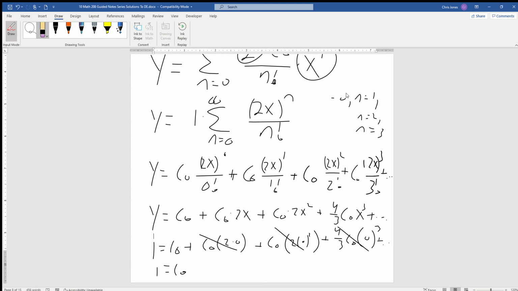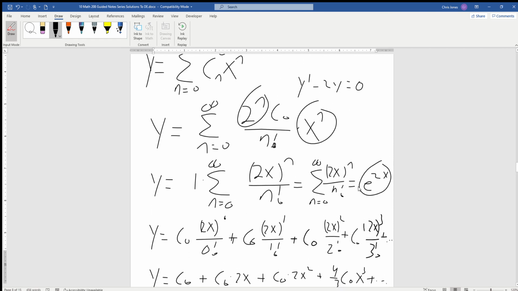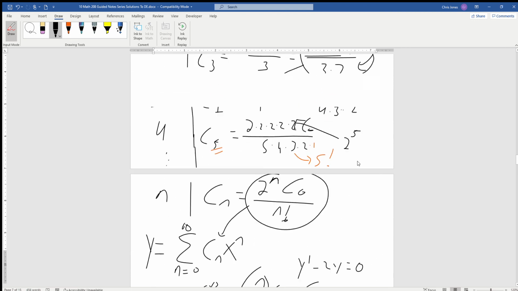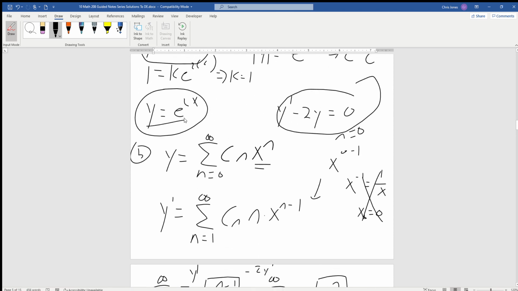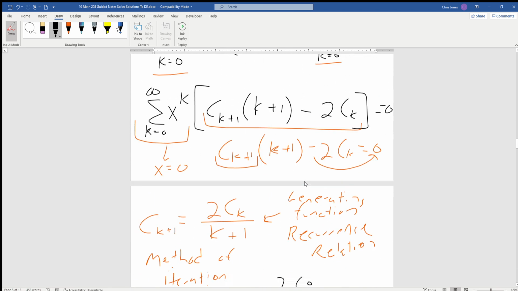Or another way to write that, after erasing all this, is that it's just going to be equal to our series, n equals 0 to infinity, 2x to the n over n factorial, which is the same thing as e to the 2x. And you might recall in the first video, when we solved it analytically without the series, let's go all the way back up, we got y equals e to the 2x. And so that was the initial value solution.